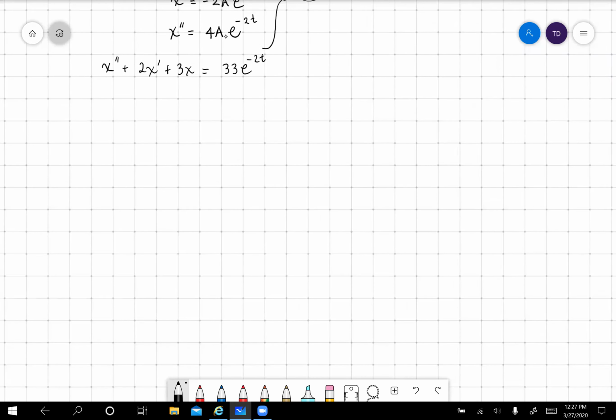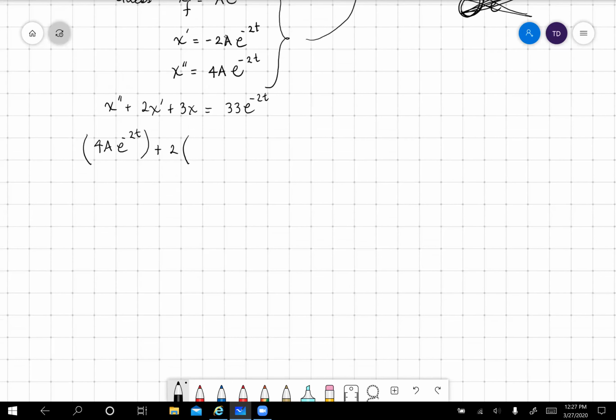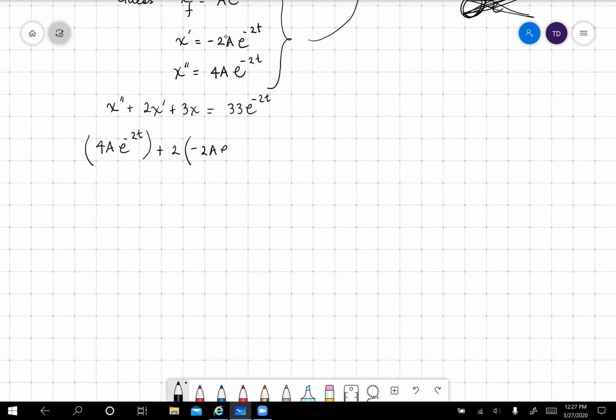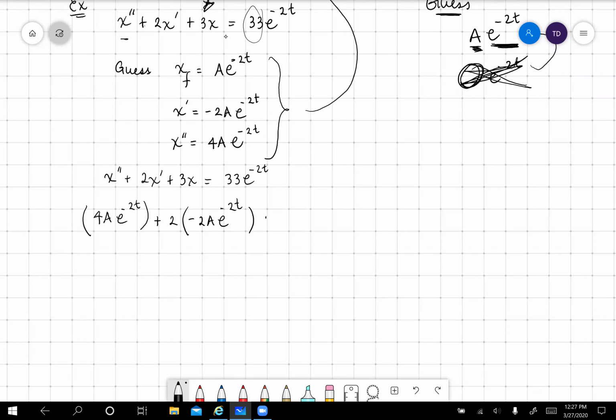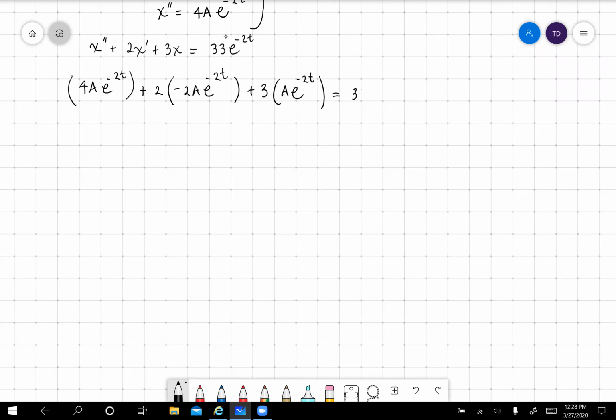Okay, so we said x double prime is 4a e to the minus 2t plus twice x prime, there's x prime, minus 2a e to the minus 2t. And then the last one was plus 3x, and there's x, a e to the minus 2t. And when I add all of those up, according to the differential equation, that should be equal to 33 e to the minus 2t. So you'll notice there's an e to the minus 2t, an e to the minus 2t, an e to the minus 2t. This math always needs to work out. If it doesn't work out, there's something wrong with your guess, or there's something wrong with your math work.